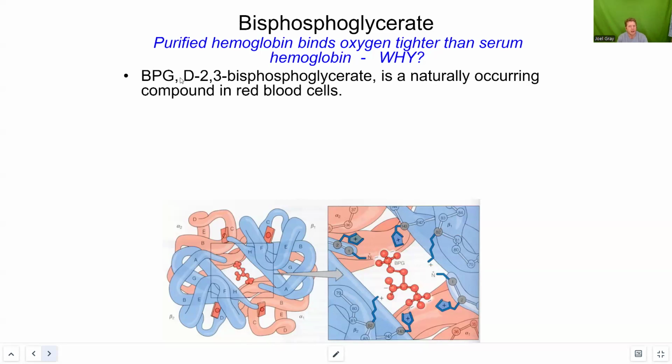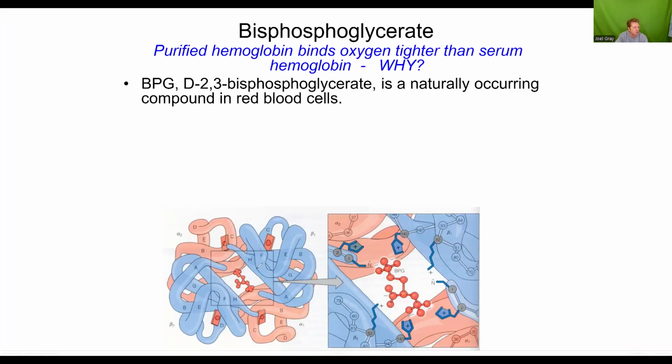Okay, so this is a naturally occurring compound in red blood cells. Now, one of the things when we first started talking about hemoglobin was that central cavity within the T state and the R state. Now, add to the chat, does anyone remember, was it the T state or the R state where that central cavity was larger? One of them, we got T state. You're exactly right. It is the T state. So the T state of hemoglobin had that larger cavity.